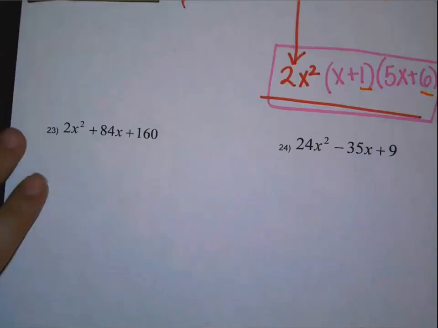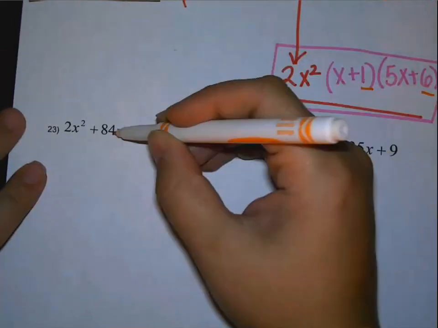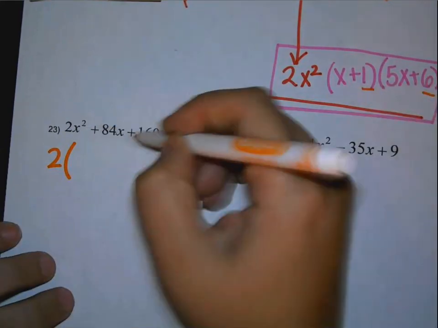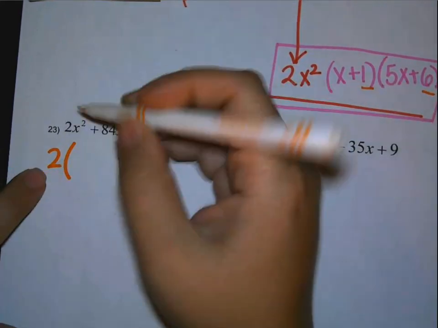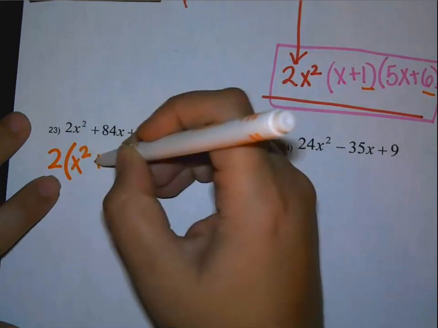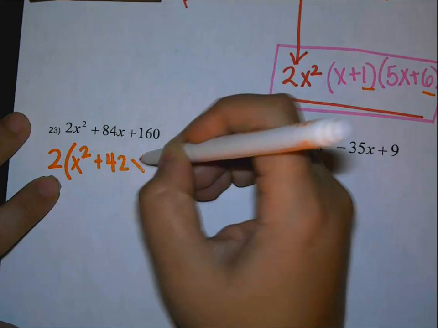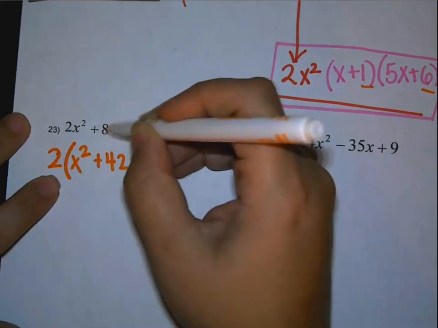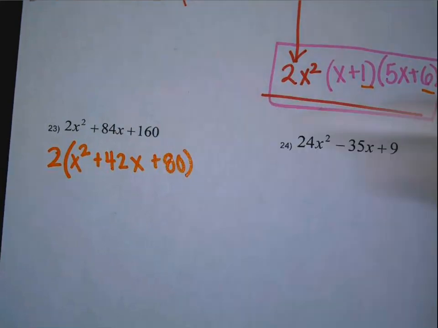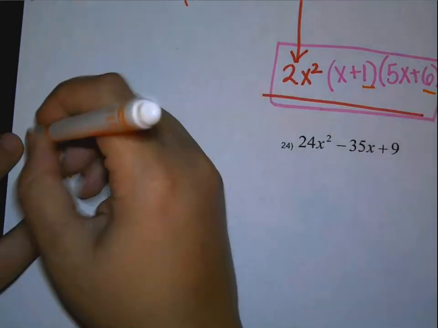Alrighty, let's try the next one here. So first of all, these are all even numbers, so definitely 2 is our GCF here. They all don't have x's, so just 2. So 2 times x squared, 2 times 42x, so 2 times 42 is 84x, 2 times 80. Okay, so that was step 1.